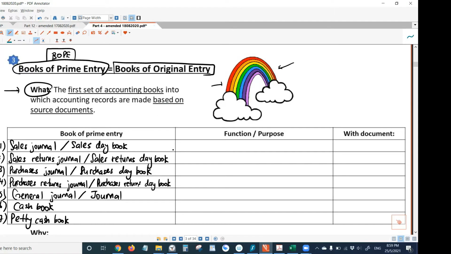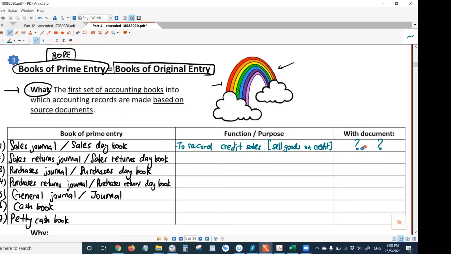Okay, good. Now we look at the function column. Sales journal is used to record credit sales, which means whenever you sell goods on credit, you have to record into the sales journal. So what document would you have when you sell goods on credit? So you would record this document into the sales journal. So you try to answer. What document would you record into the sales journal?